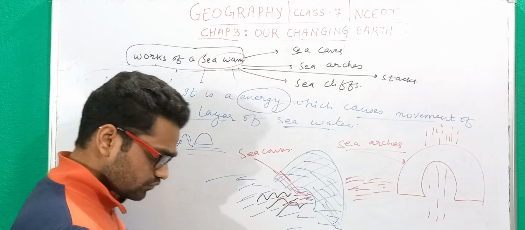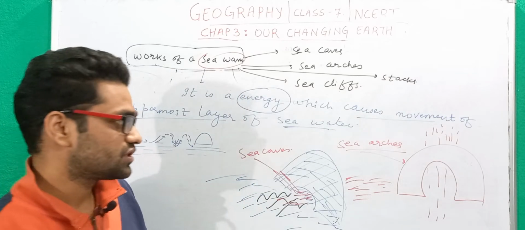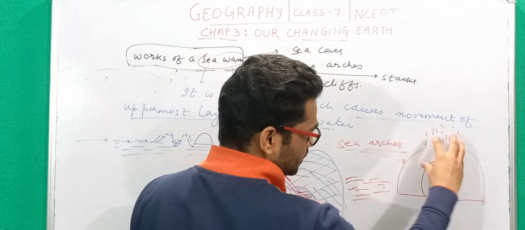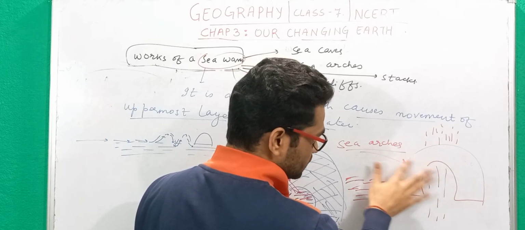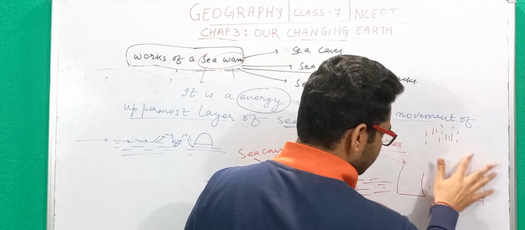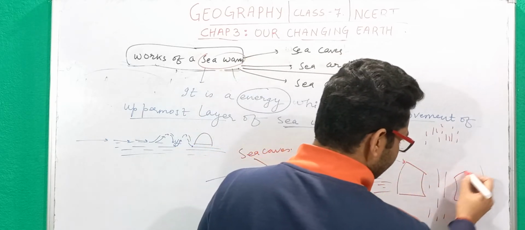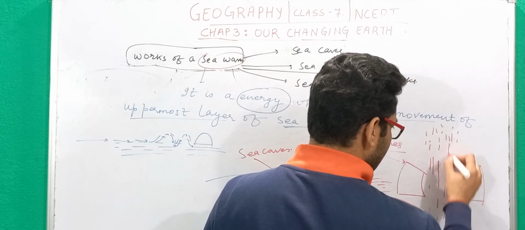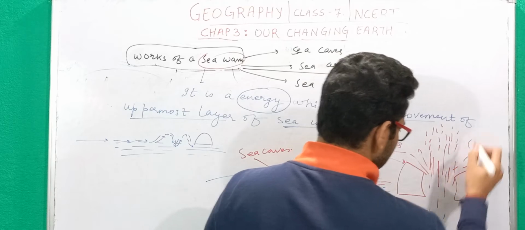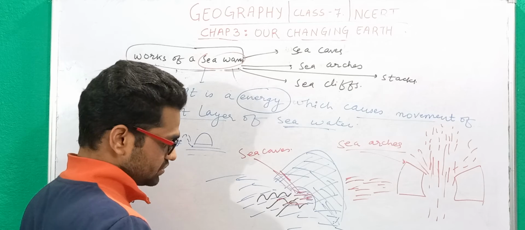Now over a period of time, even this sea arch will be subjected to the erosional activities of the sea waves, and this part which you are seeing will fall down. This part will again fall down, and you will see that a pillar-like structure remains, and water can easily move across here. This pillar-like structure is called a stack.